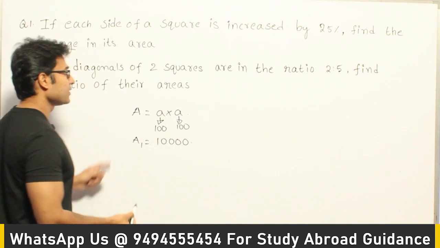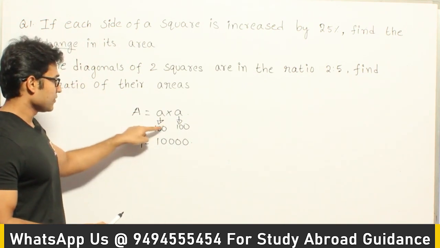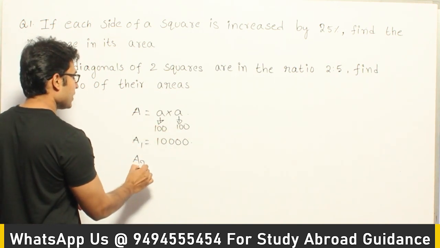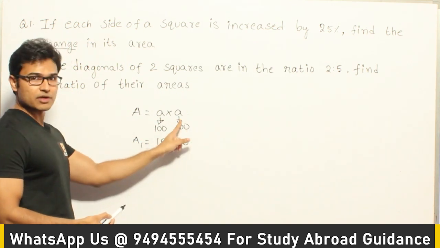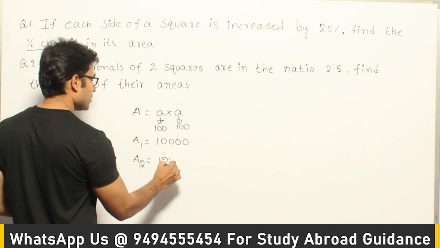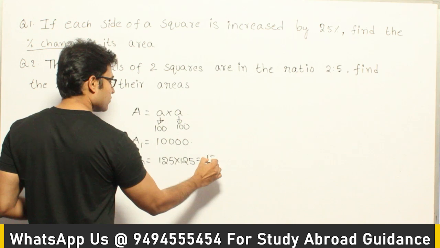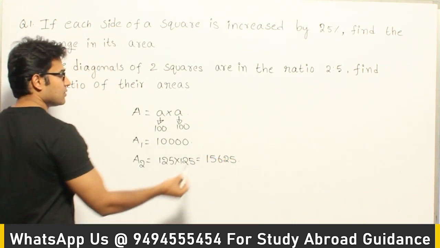Okay. Now they are saying that each side is increased by 25%, which means this one is increased by 25%, this one is increased by 25%. Therefore, what will happen to the final area? The final area A2 is going to be 125 into 125, because 25% increase and 25% increase, right? So 125 into 125. Now what is that you get? 15625 square units.